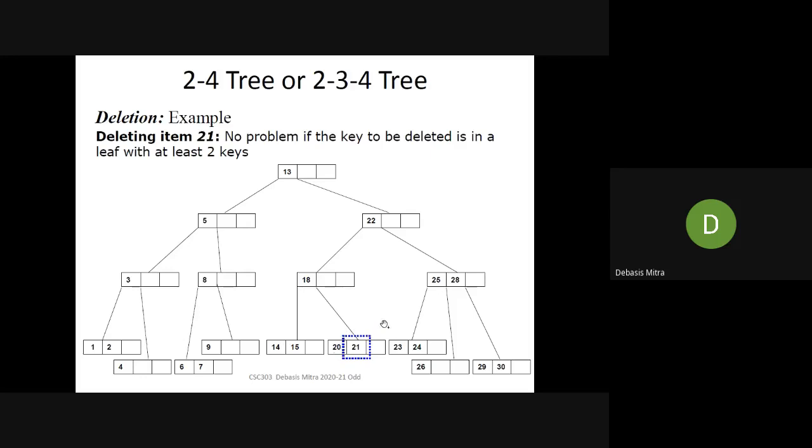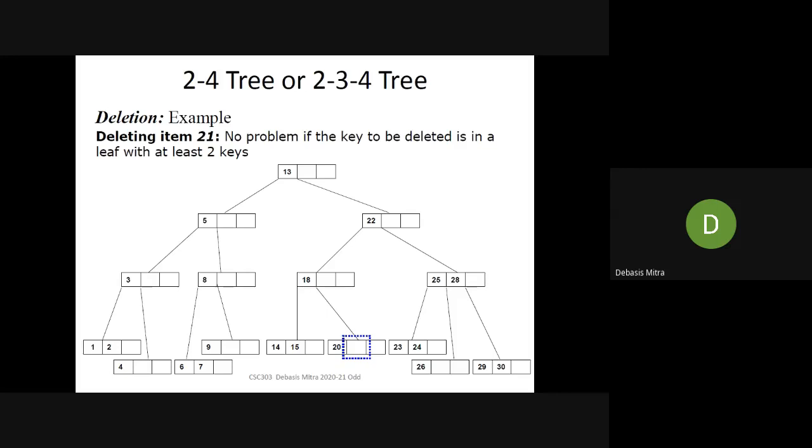The first part of the deletion process will be trivial. I'll simply delete it. I will remove it. The second part is also trivial for this particular case, because the node already had an extra element, that means more than the minimum number of elements. So there is no underflow. Okay, so I don't need to do anything.